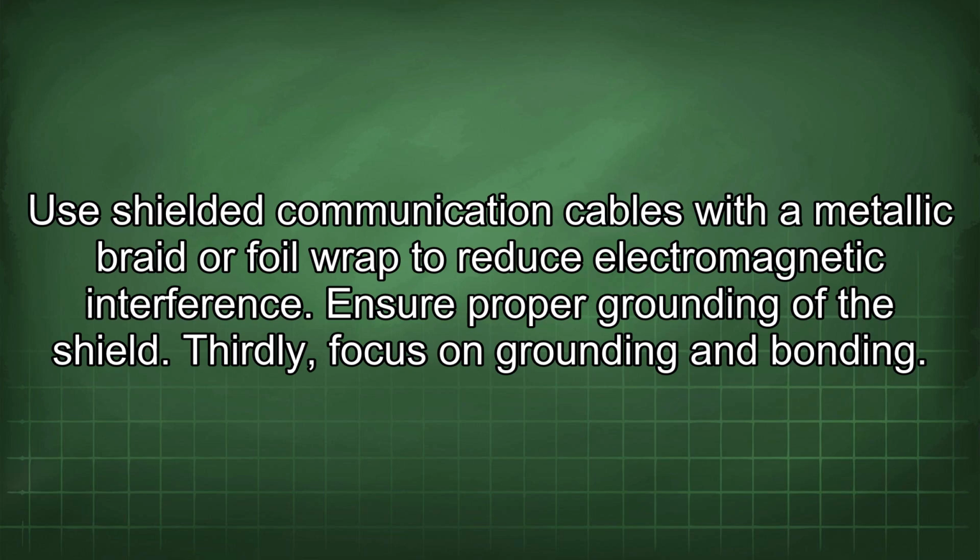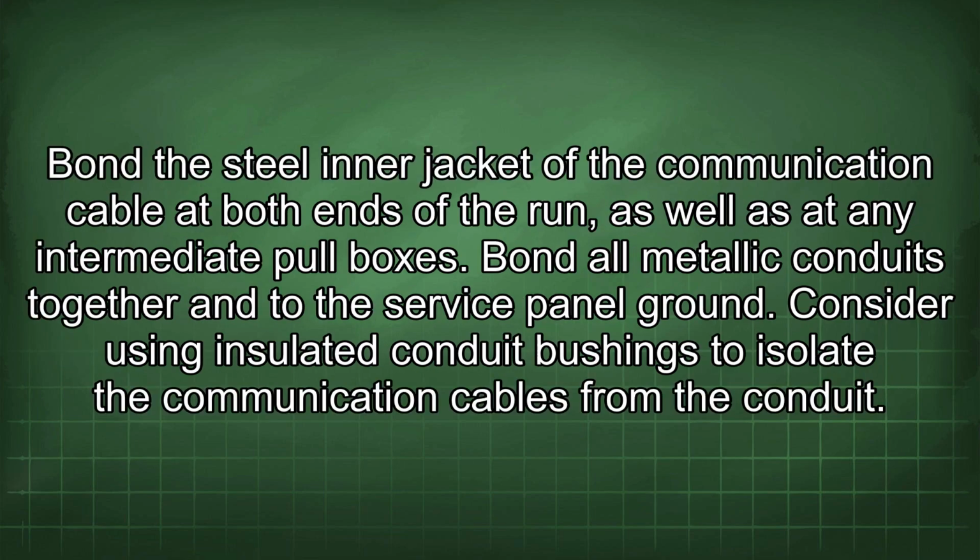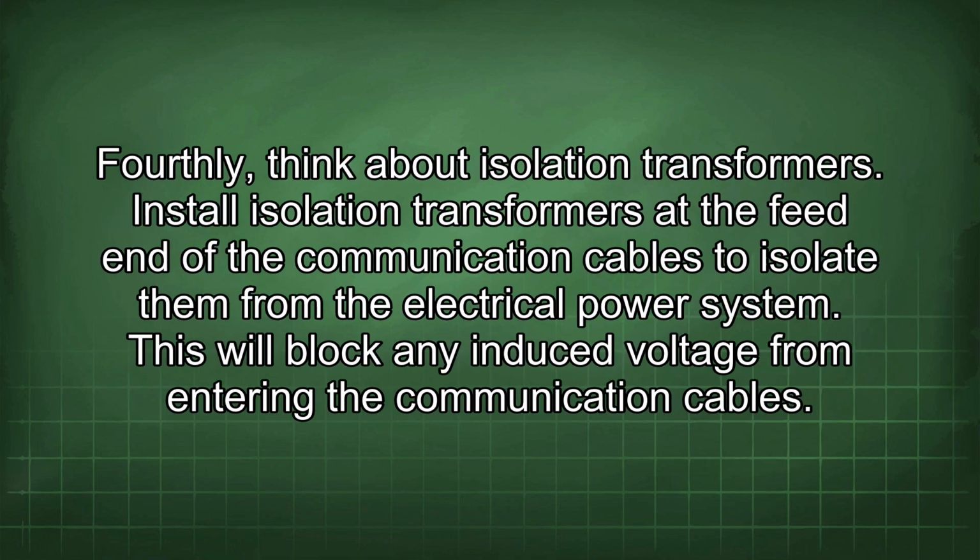Thirdly, focus on grounding and bonding. Bond the steel inner jacket of the communication cable at both ends of the run, as well as at any intermediate pull boxes. Bond all metallic conduits together into the service panel ground. Consider using insulated conduit bushings to isolate the communication cables from the conduit. Fourthly, think about isolation transformers. Install isolation transformers at the feed end of the communication cables to isolate them from the electrical power system. This will block any induced voltage from entering the communication cables.